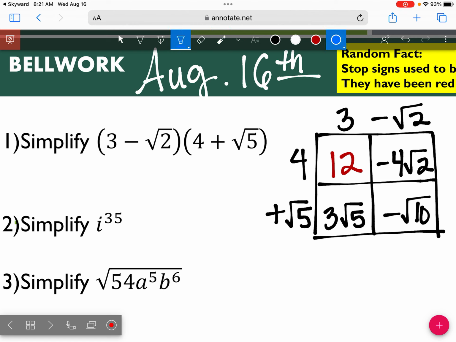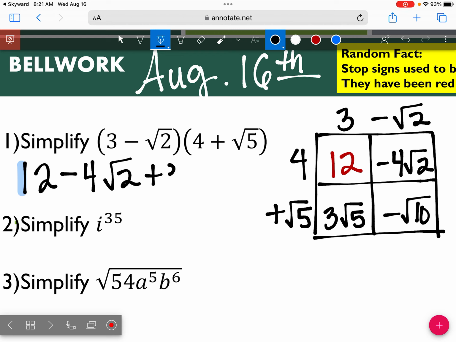So my answer would be 12 minus 4 root 2 plus 3 root 5 minus the square root of 10. So that would be my final answer.